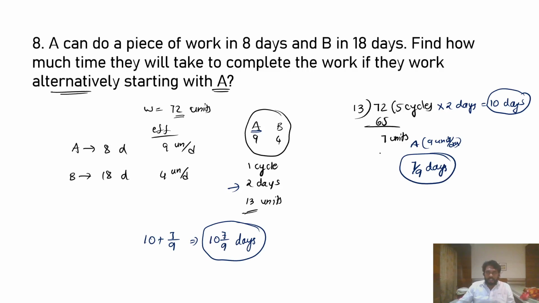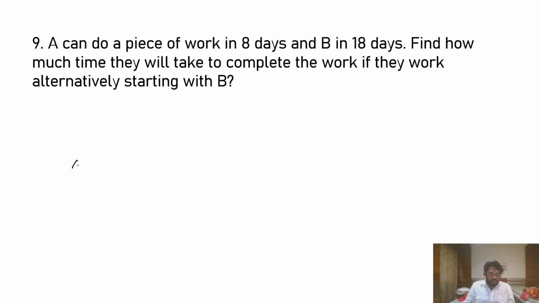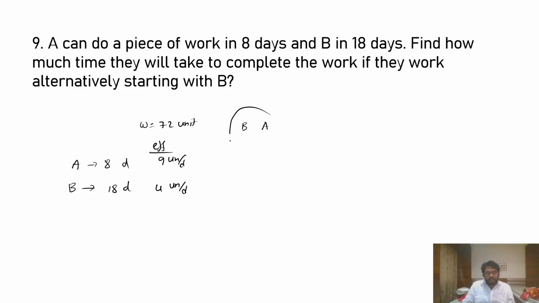Actually, if you observe till here, the process would be same, guys. I'll write in a simple way like this: A 8 days, B 18 days, work 72, efficiency of A 9 units per day, and efficiency of B 4 units per day. Now consider this as first day B, second day A: 4 units, 9 units, one cycle, 2 days, 13 units of work is done.